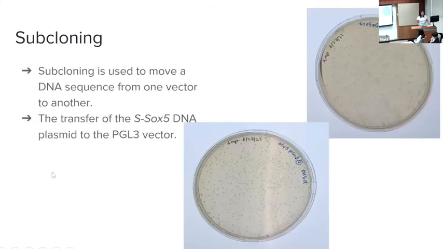Subcloning. Subcloning is used to move a DNA sequence from one vector to another. This was the transfer of the SOX5 DNA plasmid to the PGL3 vector. And again, we did it in bacteria plates because it grows faster. But this is where we put the SOX5 DNA into the PGL3 vector.